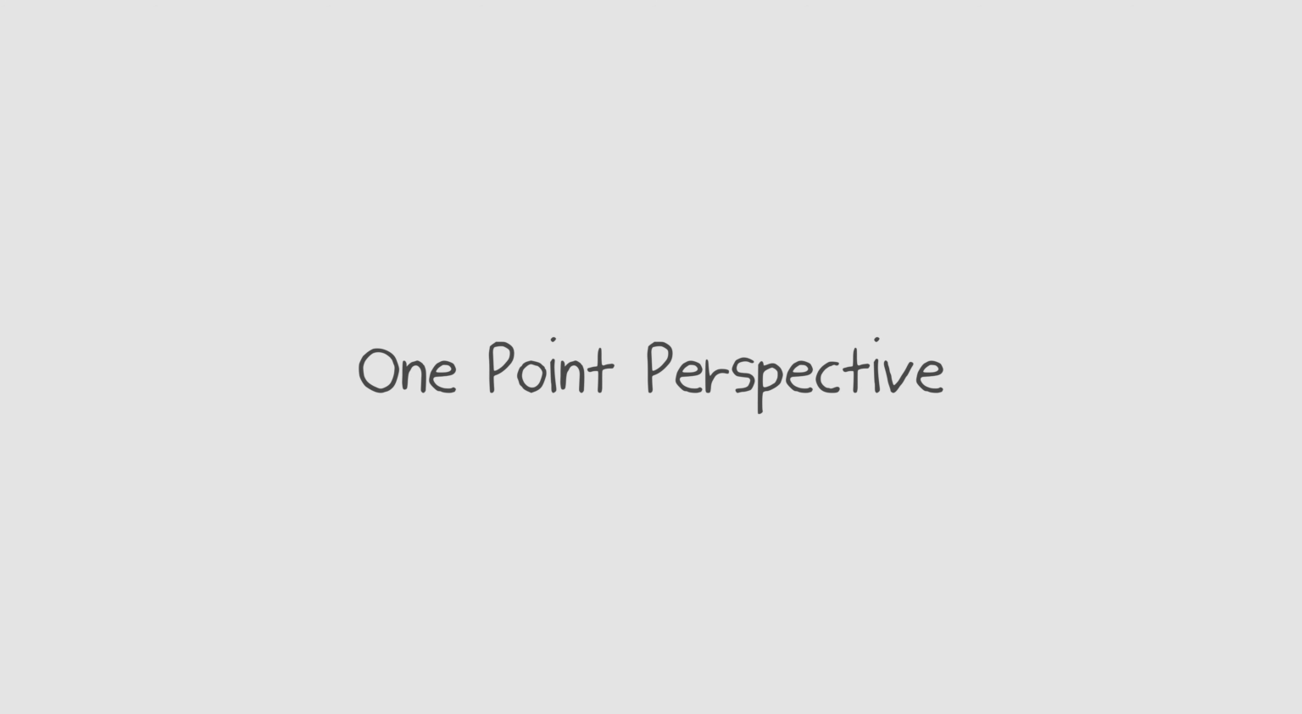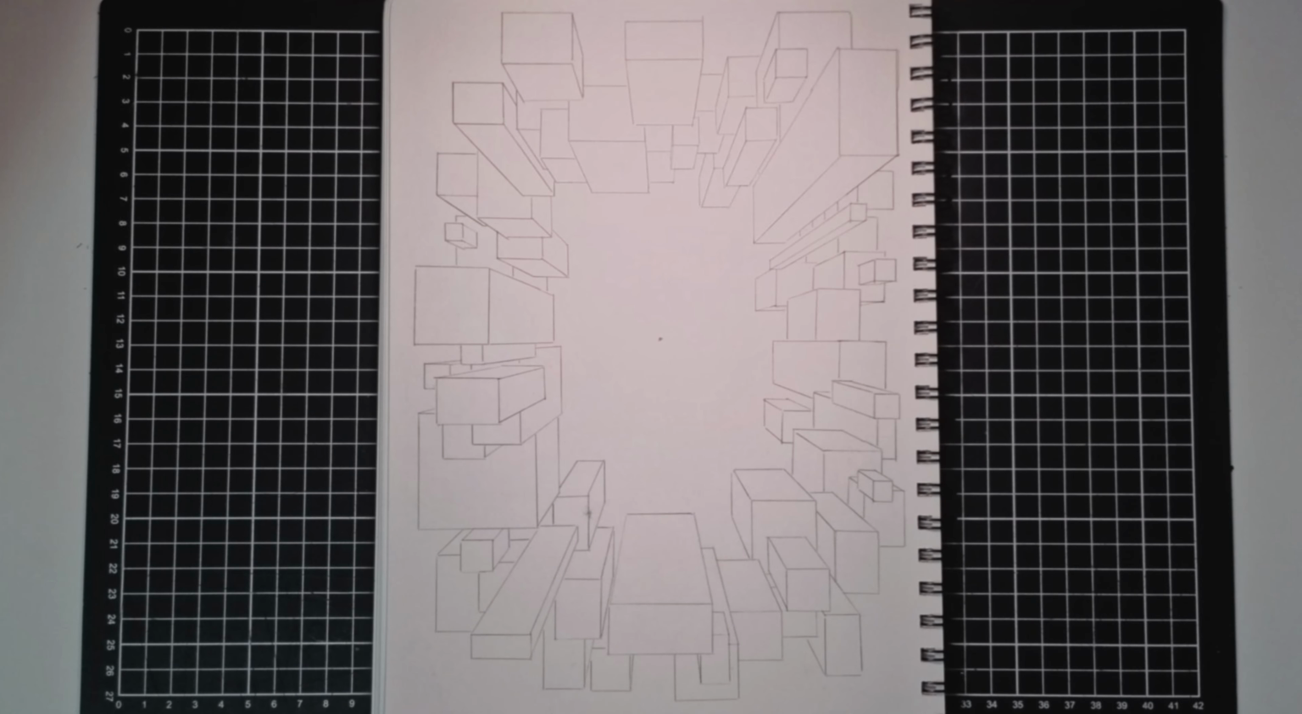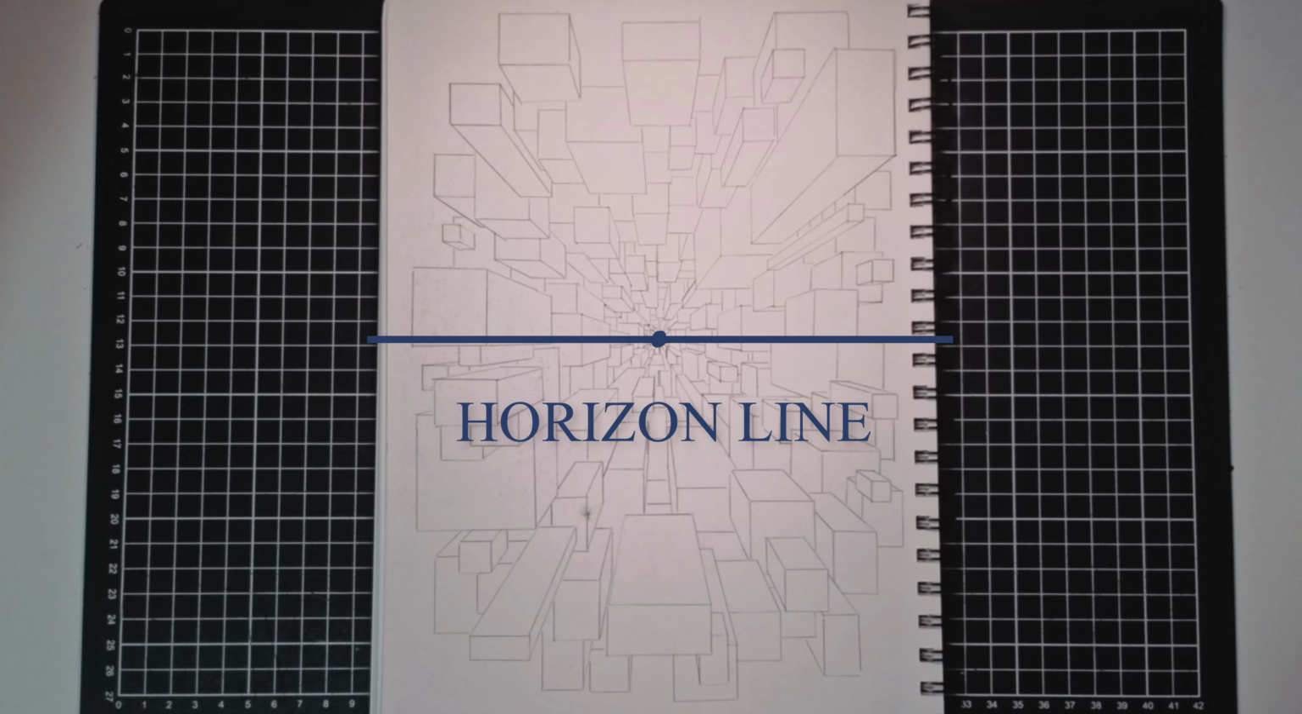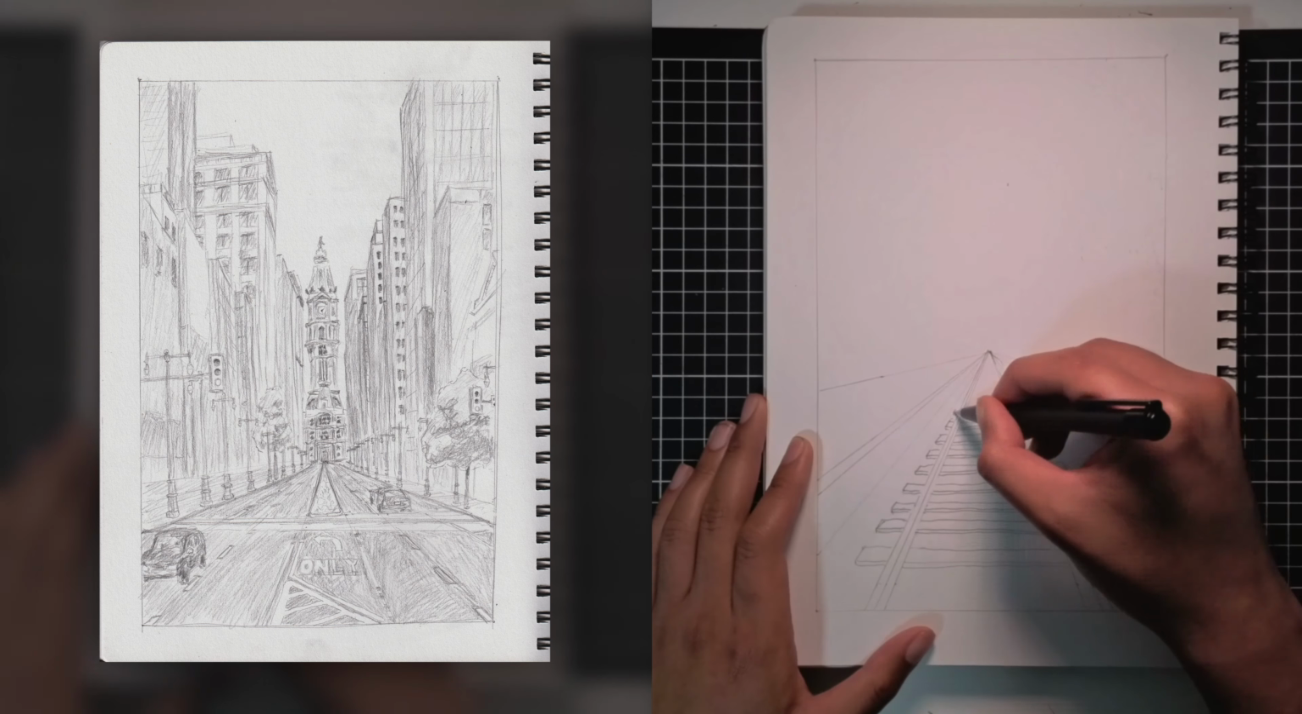Let's start with one-point perspective. This is when everything in the scene goes toward one point. The vanishing point. The vanishing point sits on the horizon line. The most obvious example is when you're looking straight down a road or a set of train tracks.